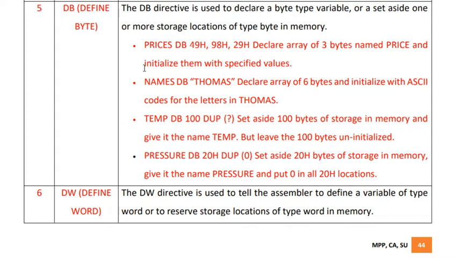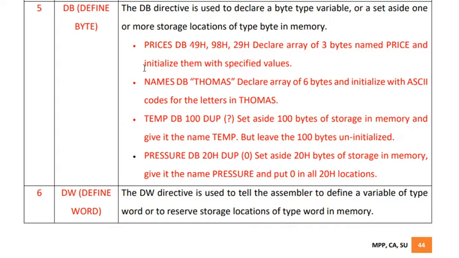So here we have 100 bytes of memory being allocated to the variable called temp. Temp will be pointing to the base address of the allocated 100 bytes, but it leaves the 100 bytes uninitialized, because we have not initialized temp with any notable value.